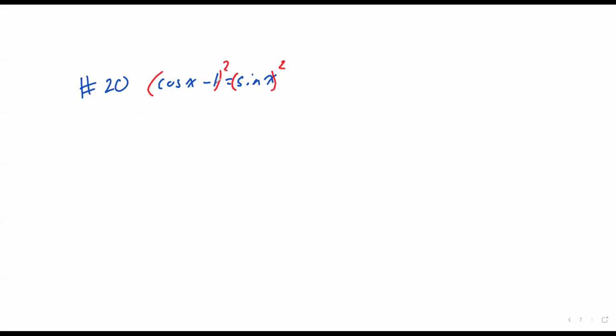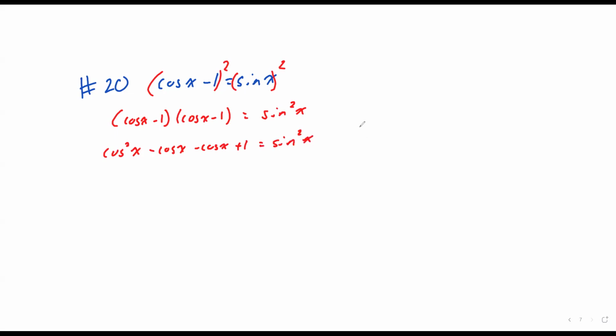Remember, this is a binomial squared, so this is the same thing as cosine x minus 1 times cosine x minus 1. This would just be sine squared x. So this would be cosine squared x minus cosine x minus cosine x plus 1 equals sine squared x. Let's clean it up a little bit. So we do cosine squared x minus 2 cosine x plus 1.